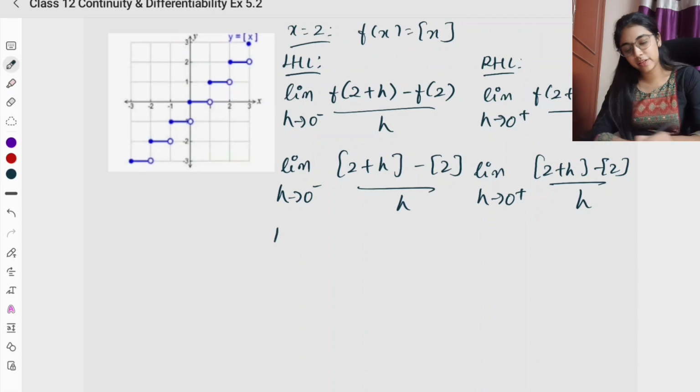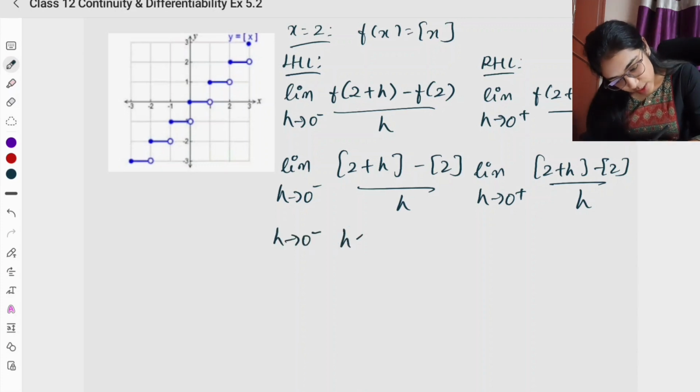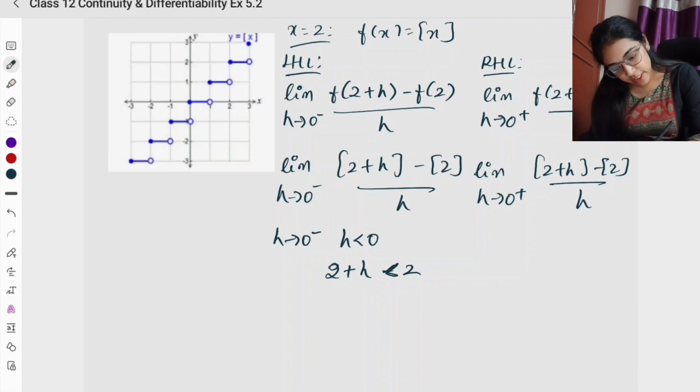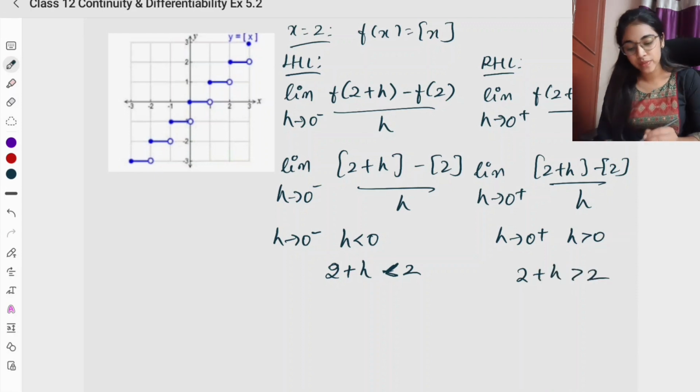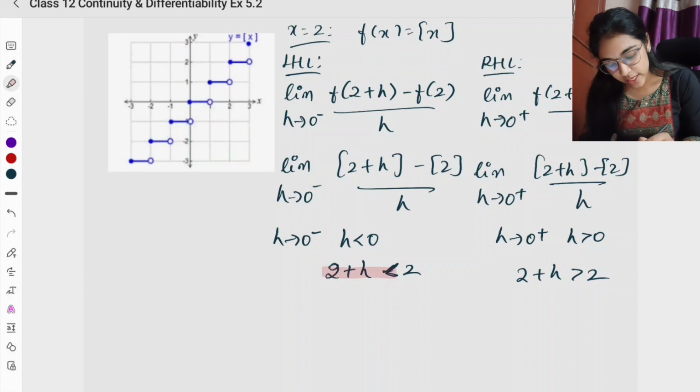What is the only difference? H tends to 0 minus, which means h is less than 0. So 2 plus h, some value which is less than 0 added to 2, is going to be less than 2. This particular value is going to be less than 2. Here h tends to 0 plus, so h is greater than 0. So 2 plus h is going to be some value which is greater than 2. So here the value is less than 2, and here the value is greater than 2.